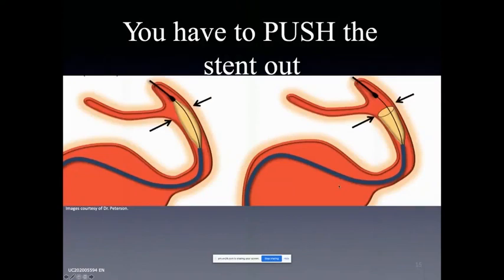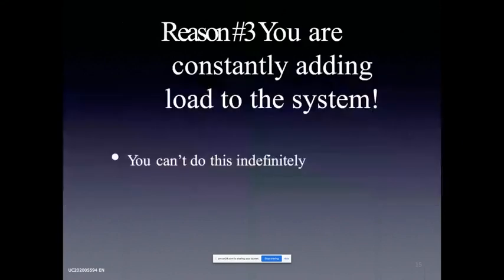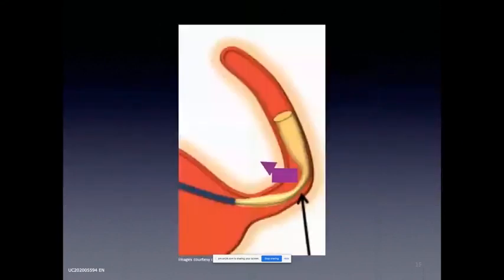So you can't just keep loading and loading and loading, right? Like it's not going up into the brain indefinitely. The end of the stent is stuck on the vessel. So if you just keep adding load, the catheters start to push on the outer parts of all the curvatures of the vessels. And at some point you have to fix that, right?